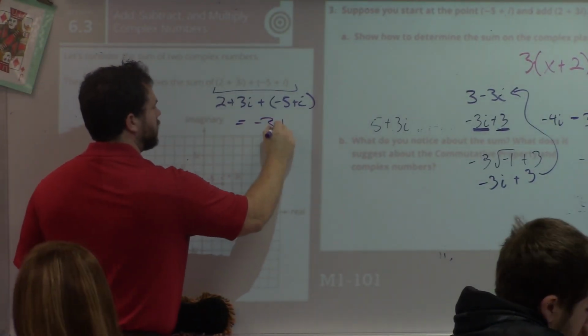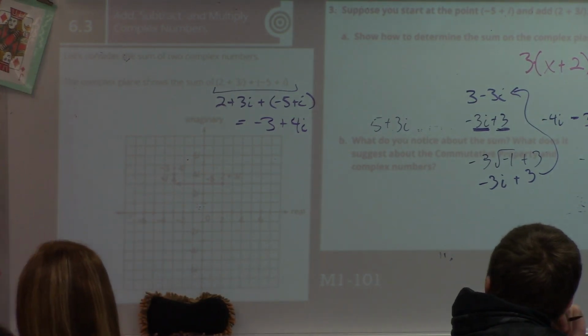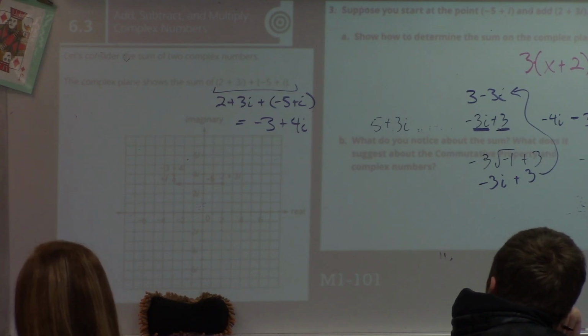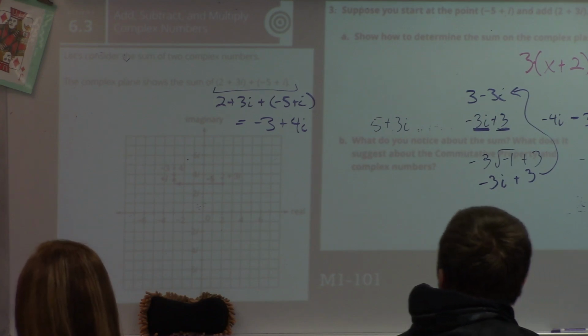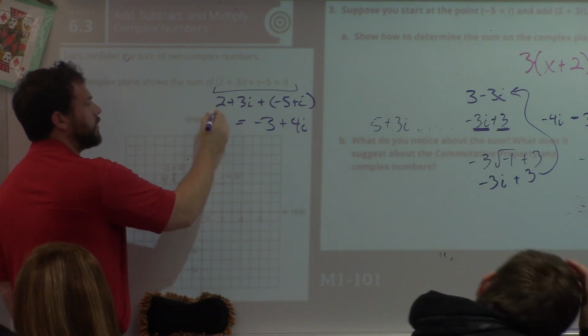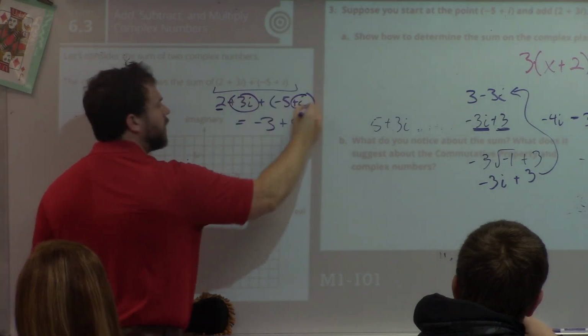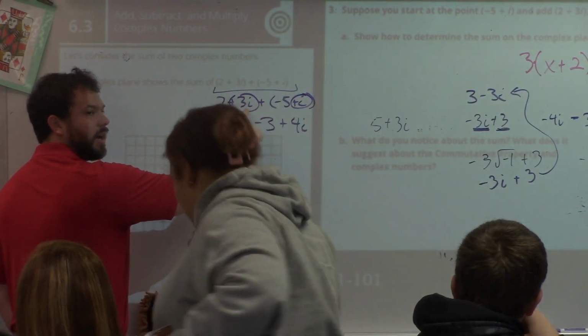Negative 3, 4i. Why are we thinking that? Like terms, right? Let's think about that even more clearly with the concept of these complex numbers. What are going to be the like terms? The real numbers go together, and then the imaginary numbers go together. That's it. So notice that's 2 plus negative 5. And if you think about it here, literally this means I'm adding i how many times?